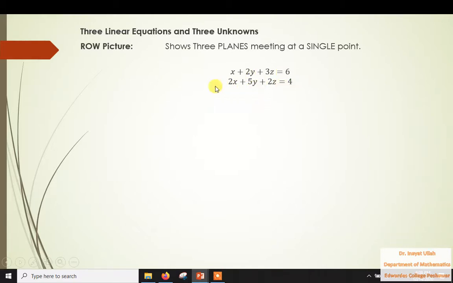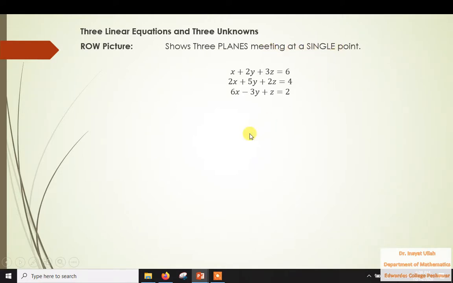Secondly, this row is the second plane. You may consider a plane as a page of your copy, a page of your register. That is a plane actually. So that is the first plane, the first page. That is the second page of the copy, and that is the third plane. So the row picture of these 3 equations involving 3 variables shows 3 planes, plane 1, plane 2, plane 3, meeting at a single point.